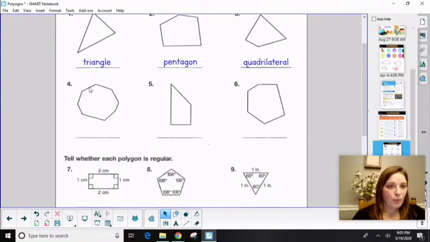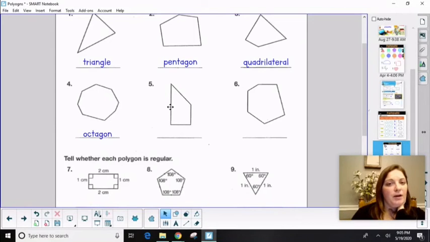All right, number 4, just be careful when you're counting that you don't count the same side twice because there's quite a few of them. So I'm going to start right here and I'm going to leave my mouse there and I'm going to actually point with my hands so that I don't count the same side twice. So I have 1, 2, 3, little guy 4, 5, 6, 7, 8. That's an octagon.